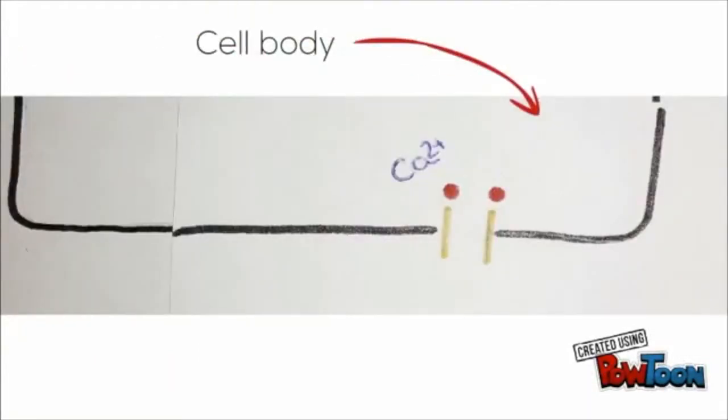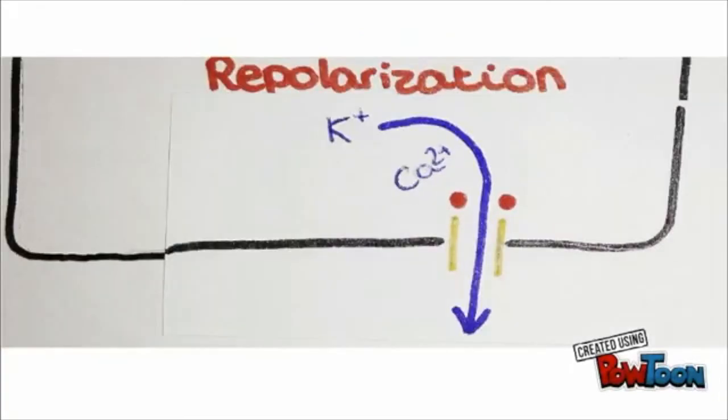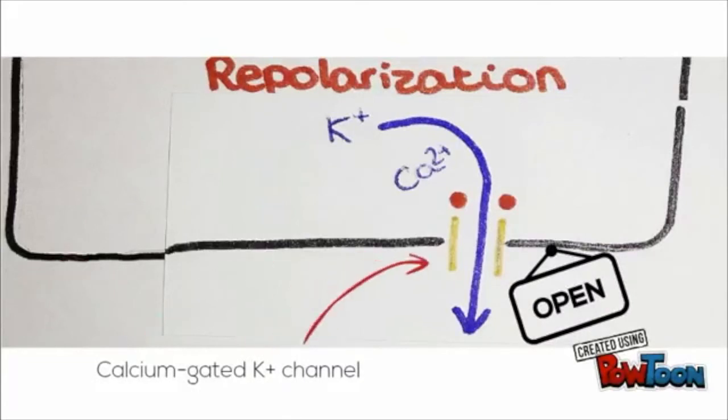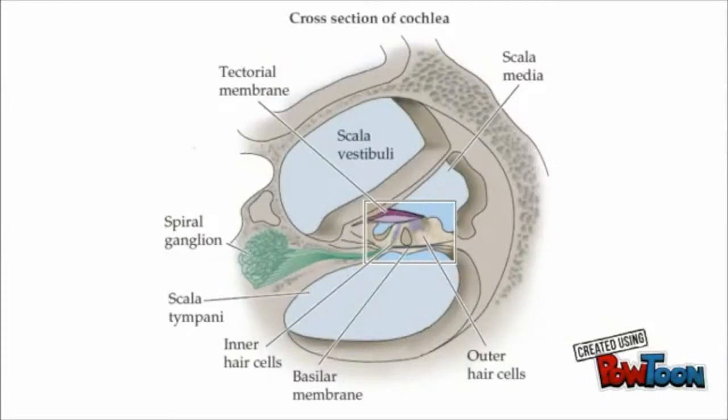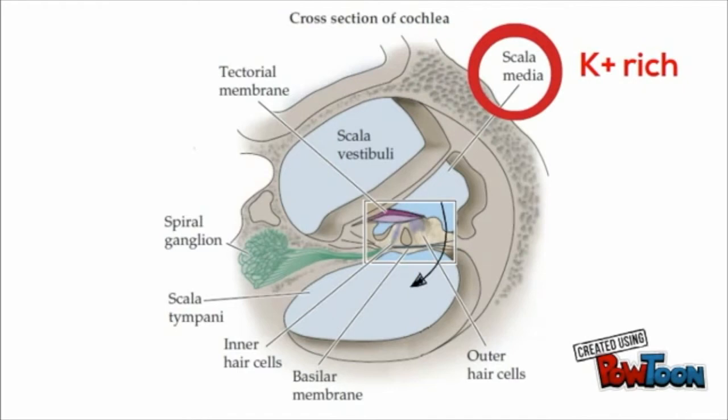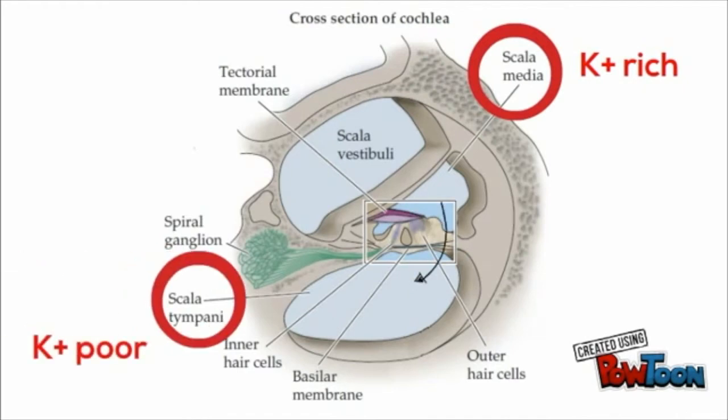Calcium is also important for repolarization at the cell body. Here it opens calcium-gated potassium channels. Potassium leaves the cell through these channels and the cell repolarizes. Potassium is responsible for quick depolarization and repolarization of the hair cell. It flows from the scala media through the hair cell to the scala tympani. The scala media is potassium rich, while the scala tympani is poor in potassium. So the potassium flow is mainly driven by a concentration gradient.